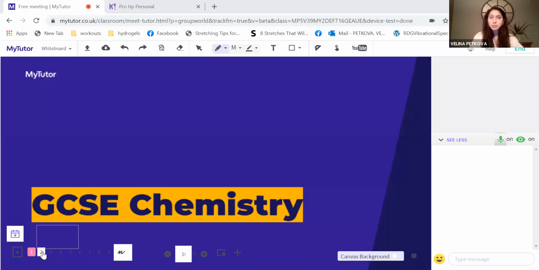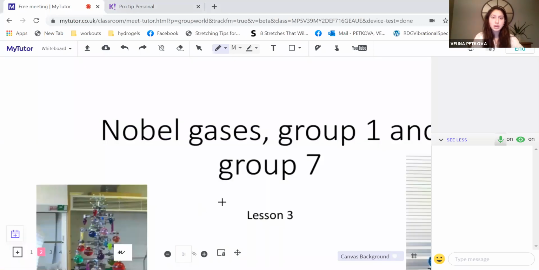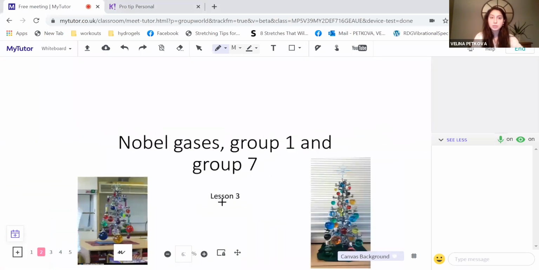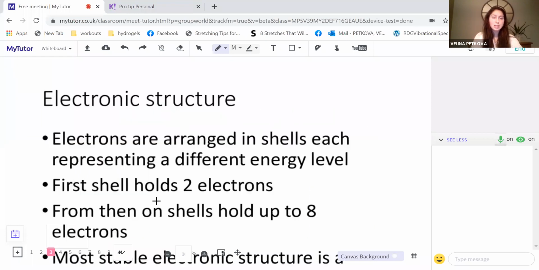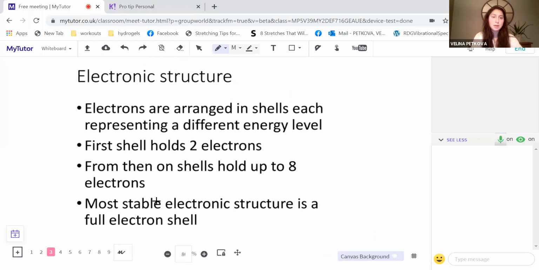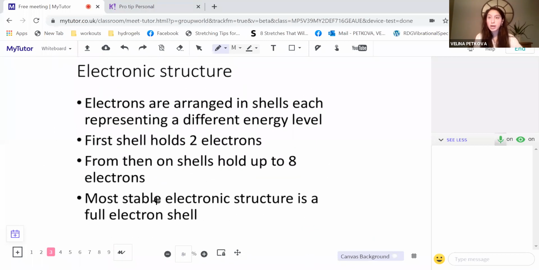Hi, so welcome to your last chemistry lesson today. And today we're going to be covering the noble gases, group 1 and group 7, and the trends in group 1 and group 7 reactivity. So here we have some chemistries, which have different elements as they're so colourful. Maybe some of you guys have seen them at school. Sometimes teachers make them. Okay, so let's start by covering some background on electronic structure.